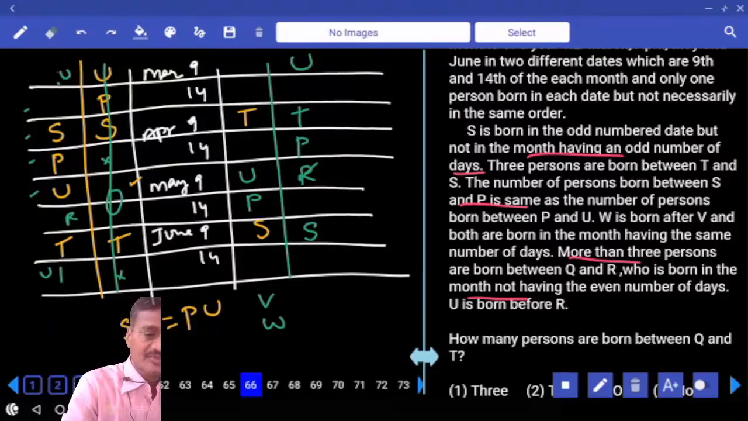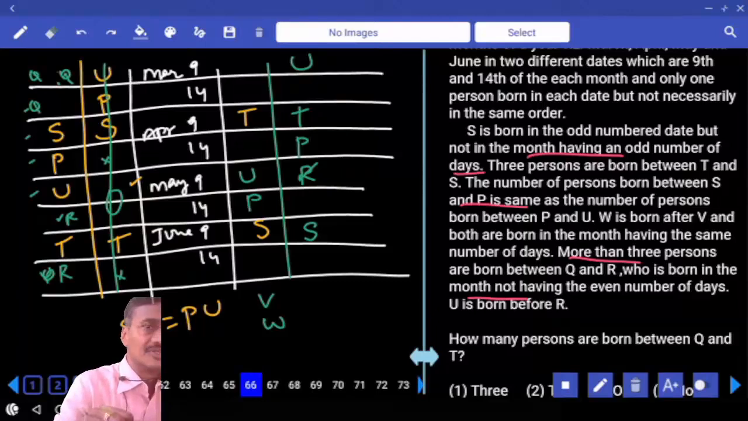U is born before R, so where should R be? If R is here, Q is here. And how many persons? 4 persons. Or if R is at this place, then we can have Q either here or here.